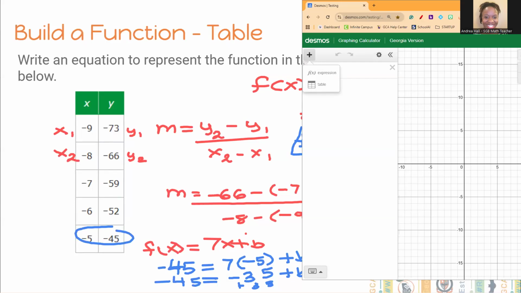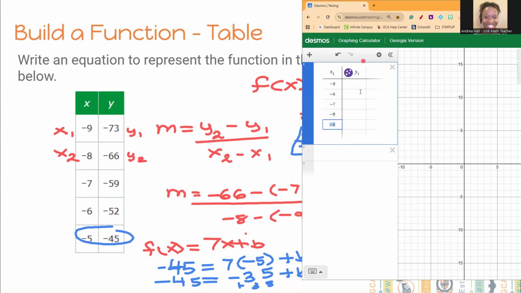Let me get my annotation tool and get the spotlight. So again, in my graphing calculator, I click the plus and I'm going to choose a table. And I'm going to enter the values of my table. So I have negative 9, then negative 8, negative 7, negative 6, negative 5. Those are my x values.